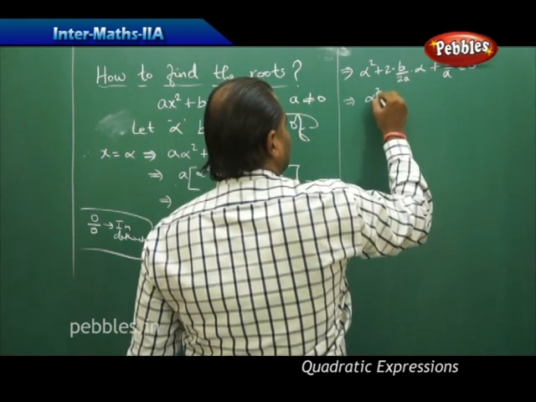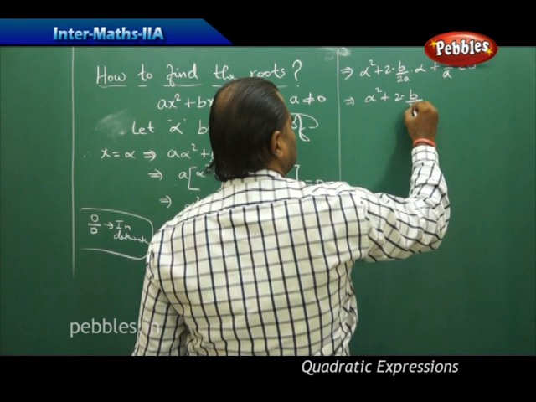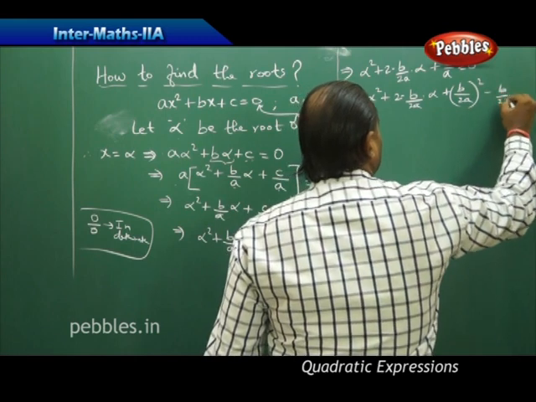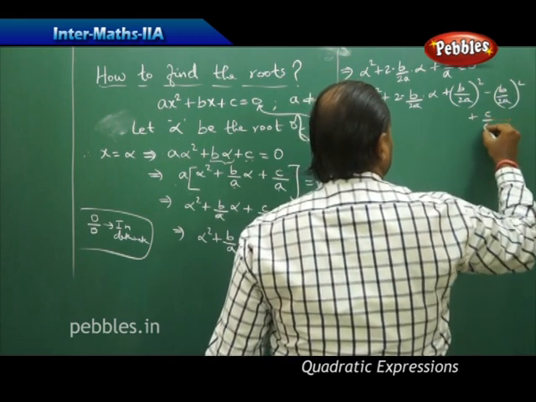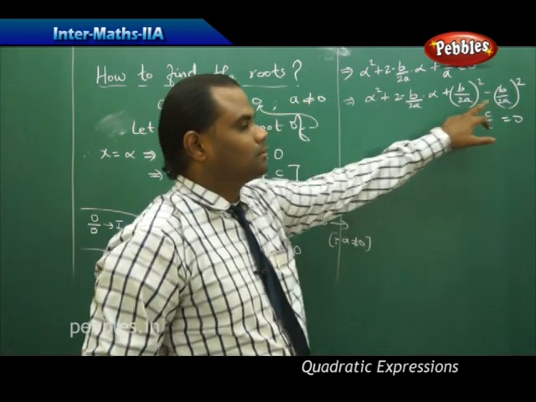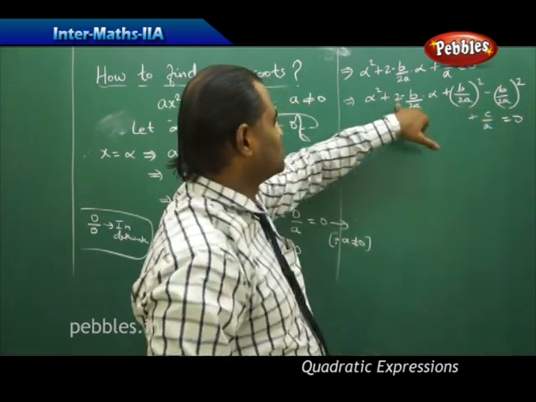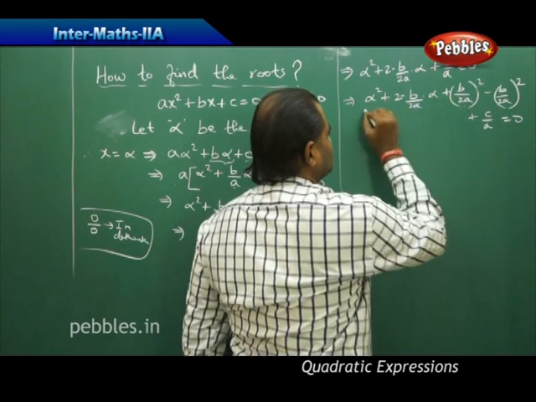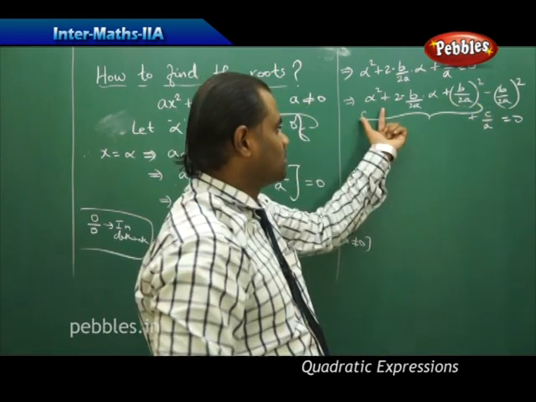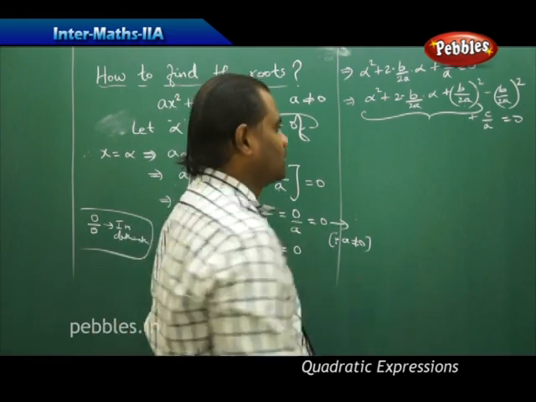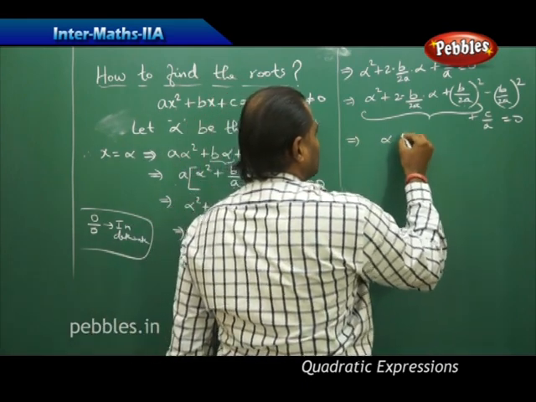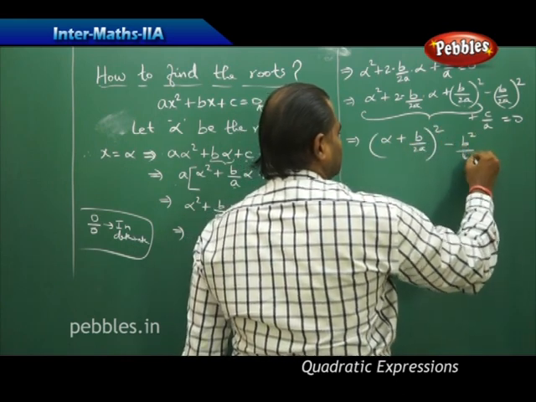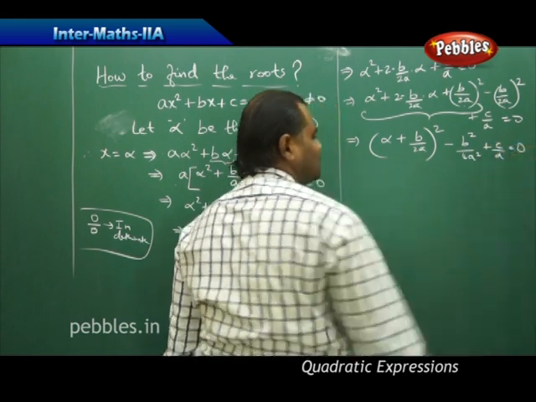Therefore a squared plus 2ab plus, adding and subtracting this, gives me the perfect square form, because I have a squared plus 2ab, but b squared is not available. So I add and subtract this so that this becomes a perfect square: a squared plus 2ab plus b squared, which is a plus b whole square. So this gives me alpha plus b by 2a whole square, and this would be minus b squared by 4a squared plus c by a equal to 0.